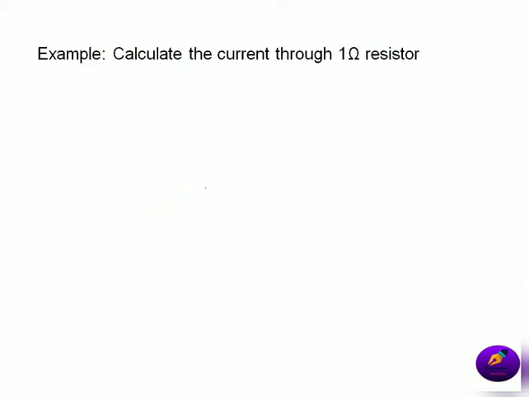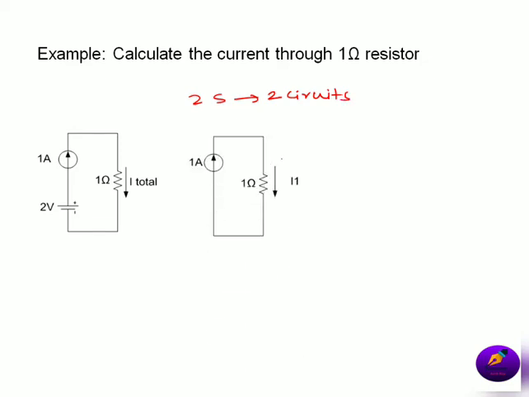Now moving towards another example, we have to calculate current through 1 ohm resistor here also, but we have one current source and one voltage source. Again we have two sources, that means we have to draw two circuits. First circuit by replacing 2 volt by short circuit, and in second circuit taking 2 volt as active element and suppressing 1 ampere current source by open circuit.